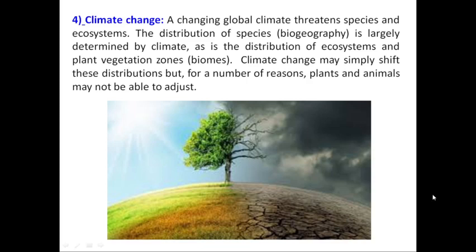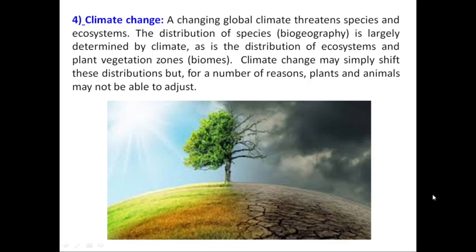The trees which grow in a desert are altogether different from the plants which grow in a pond or any other aquatic ecosystem. This change in the varieties of plants as well as the animals is only because of change in the abiotic components which form the climate of any area. The climate change may simply shift these distributions, but for a number of reasons, plants and animals may not be able to adjust. Because of the global warming, the climate is changing now, and Earth's global temperature is increasing.